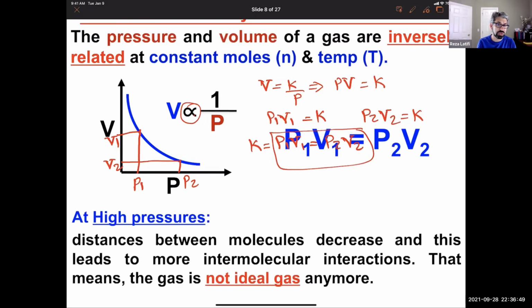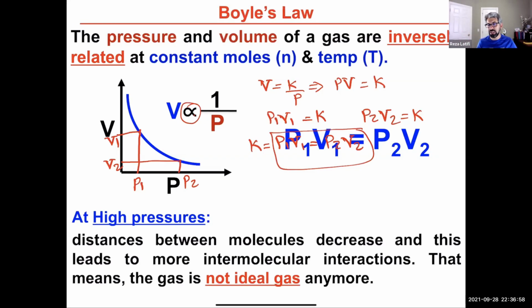If you increase the pressure to a high number, the gap between molecules will be smaller, and that's the time that you will have interaction between particles. Right now, we are talking about theoretical gases or ideal gases. What's the meaning of ideal gases? Gases that do not have interaction between their molecules.